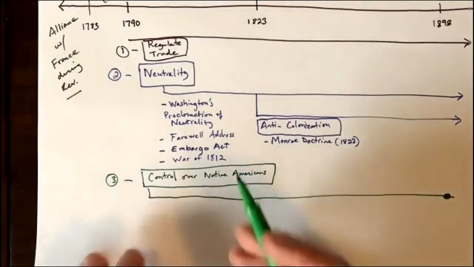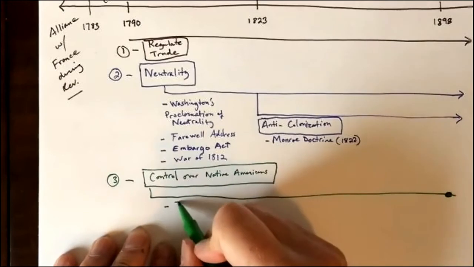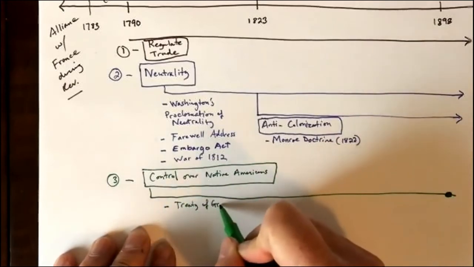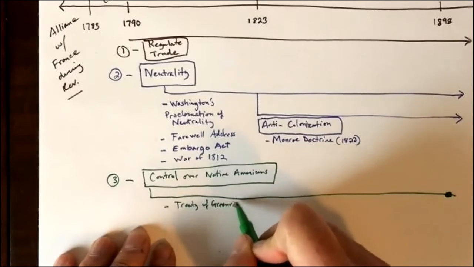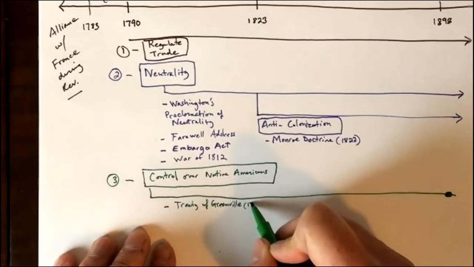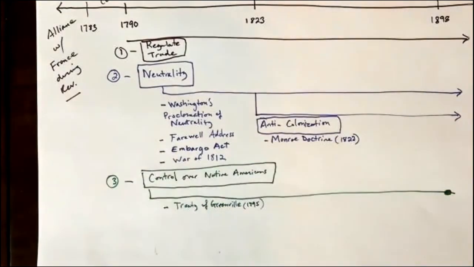So we can see under Washington some of the earliest examples of the United States trying to control Native Americans. The Treaty of Greenville, for example, which is signed under Washington, and it's for control over the Northwest Territory, which the United States believed that they had access to, or they had rights to, after the American Revolution and the Treaty of Paris.